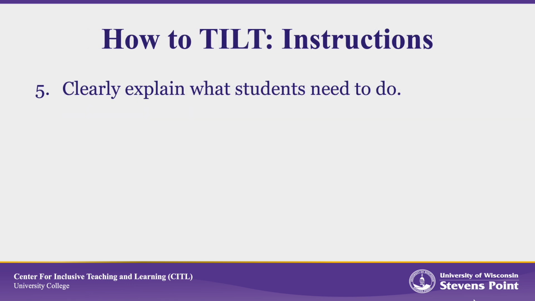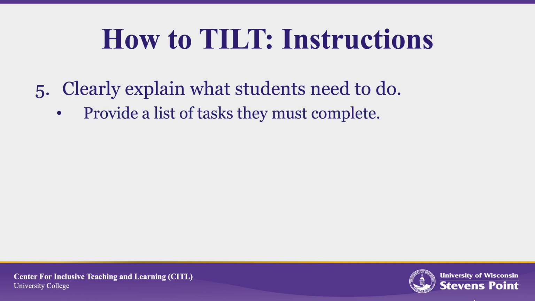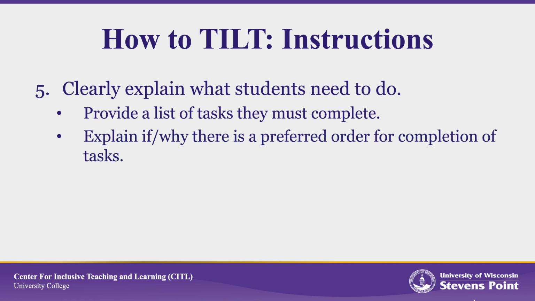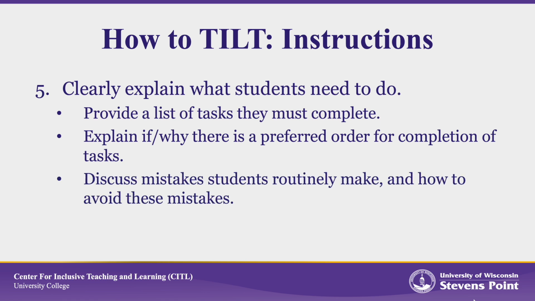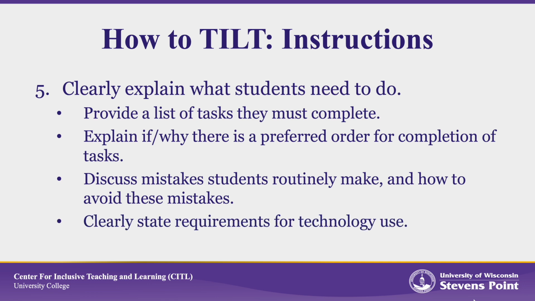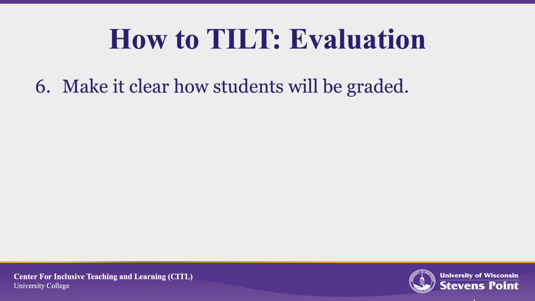Instructors often communicate in a general way what they want students to do, in part because it's intuitive to them how students should go about doing it, and they assume that it's going to be equally intuitive to the students. Not so. You should never assume that students are on the same page as you. You should clearly explain what students need to do. This might include providing a list of tasks that they have to complete, explaining if and why there is a preferred order for completion of tasks, discussing mistakes that students usually make and how they can avoid making those mistakes, and clearly stating the requirements for technology use.